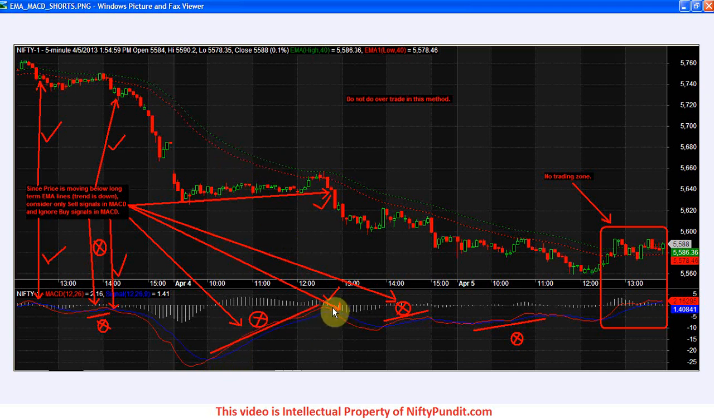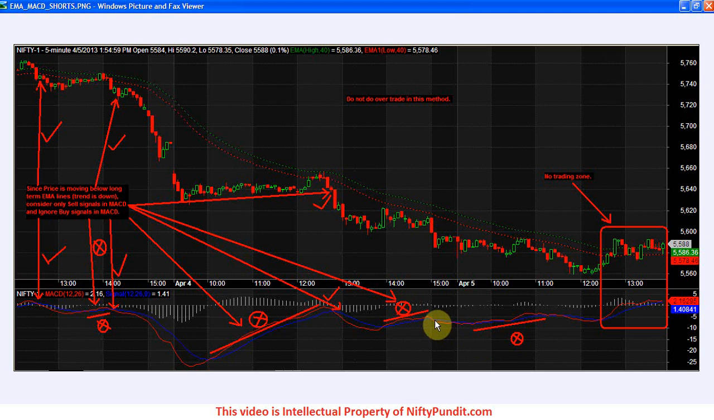Now the next sell signal is here in MACD, and the price is very near to the 40 low EMA. So make a short here and exit as soon as you get a buy signal over here. So you will be getting 15 to 20 points easily. And there is a buy signal, trend is downwards, we ignore this.